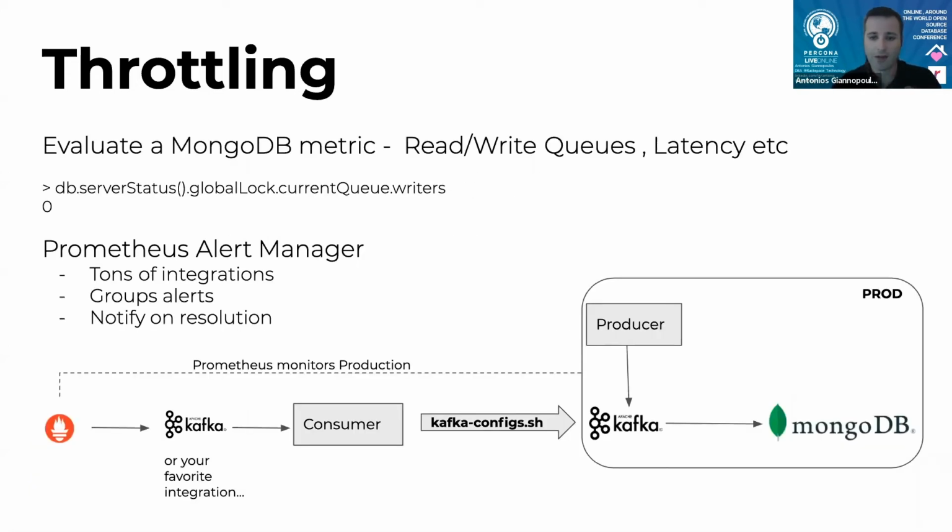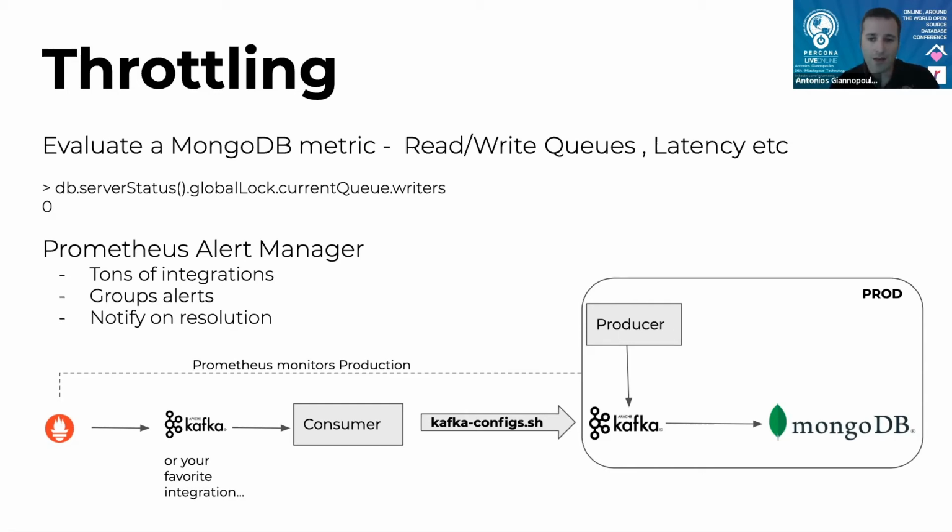And let's see how you can implement it with a few more additions. So first, you have to evaluate the MongoDB metric. You have to throttle based on something, right? In ObjectRocket, we usually use read and write queue, but you can use the latency, you can use whatever you like. We use Prometheus to monitor our MongoDB clusters. And Prometheus has a nice component called Prometheus Alert Manager that has tons of integrations, and it can group alerts together. It can notify on resolution, which is very important.